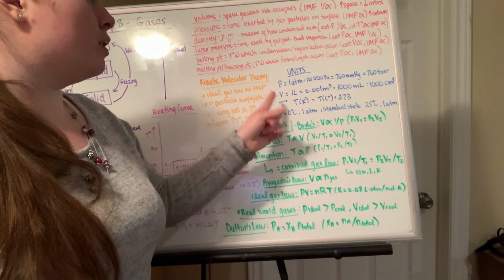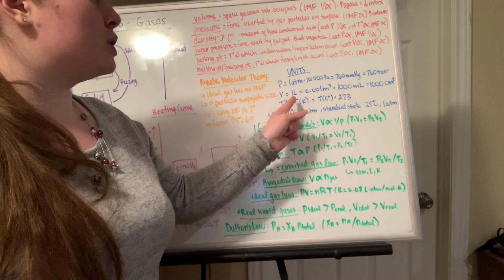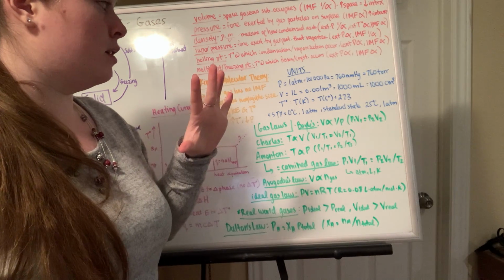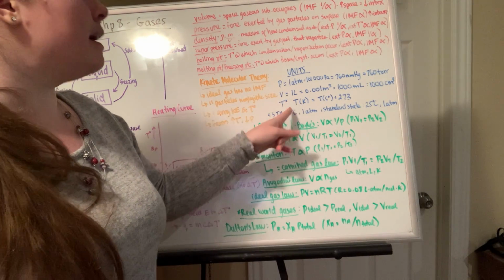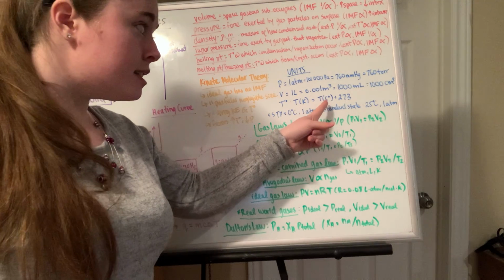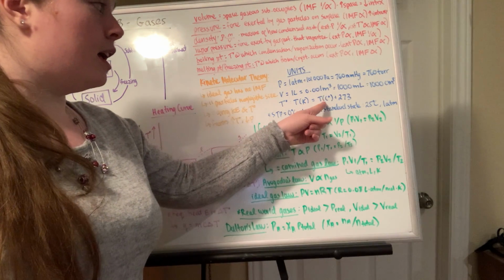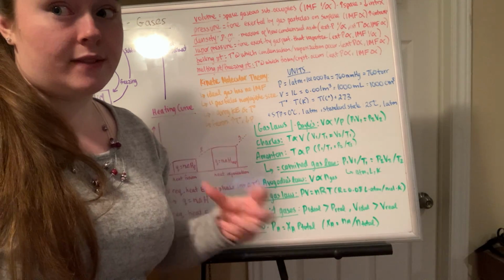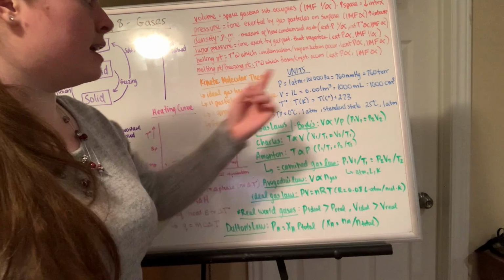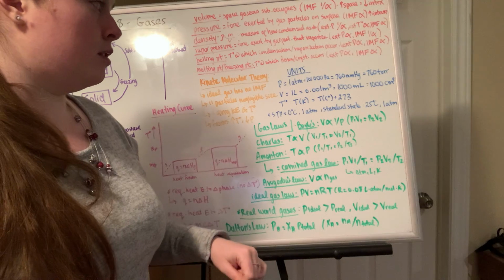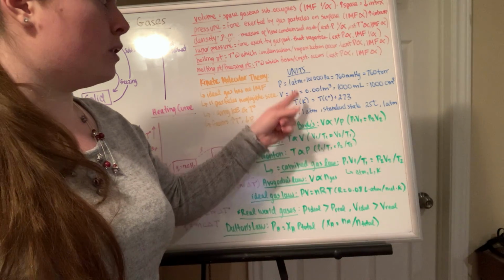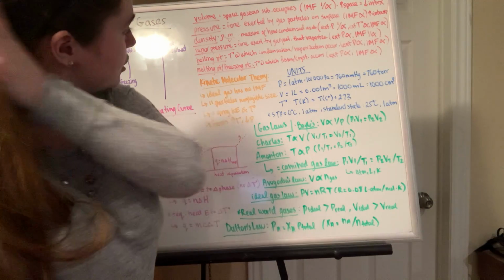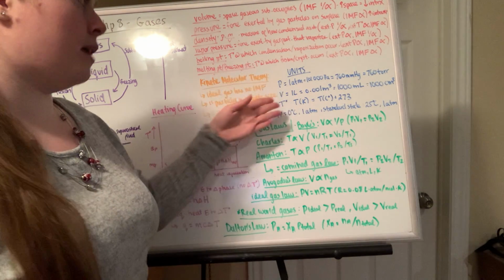And now for temperature, you have temperature in Kelvin. Let me say that again. If the temperature in Celsius is given, you need to add 273 to that to get your temperature in Kelvin. So you have your temperature in Kelvin or your temperature in Celsius. If you're given the temperature in Celsius, just add 273 to that number, and then you will have your temperature in Kelvin.